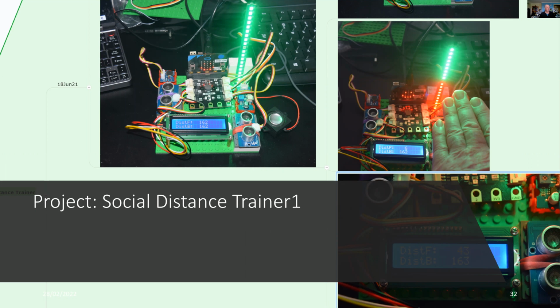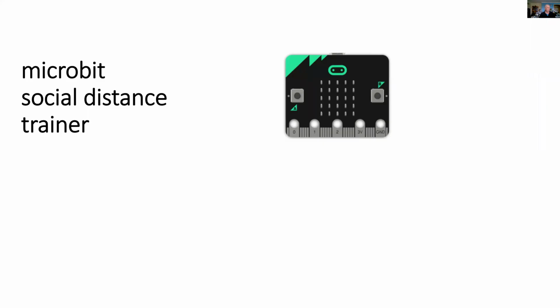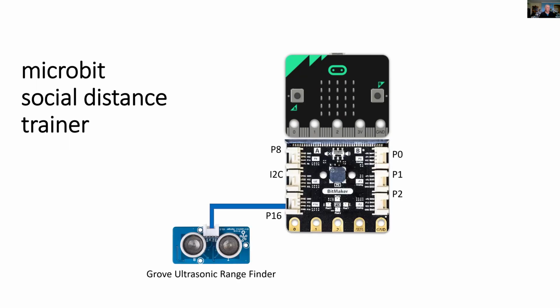And this is a social distance trainer. And to put the hardware together, we start off with the microbit. We put that on the bitmaker, and we add our first sensor, which is the Grove Ultrasonics Range Finder. And that goes to port 16.